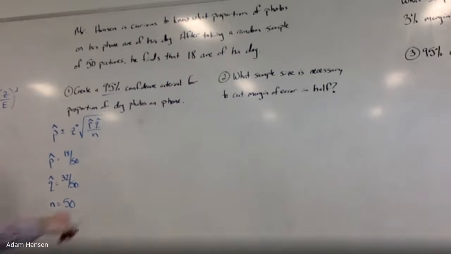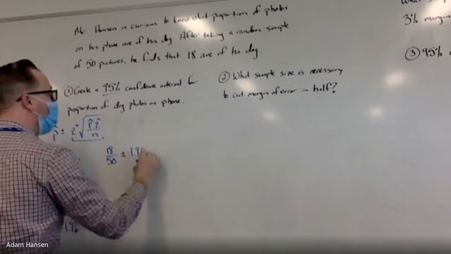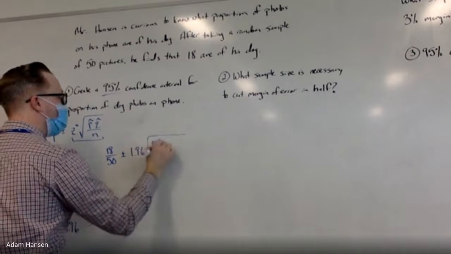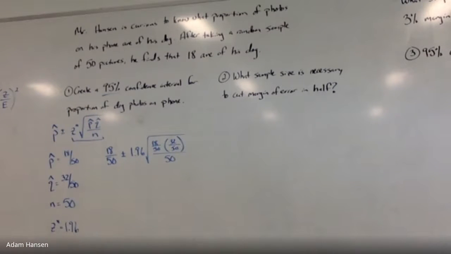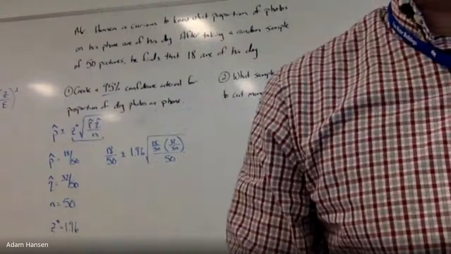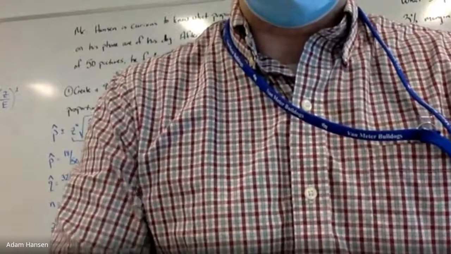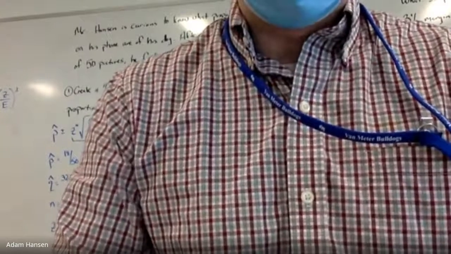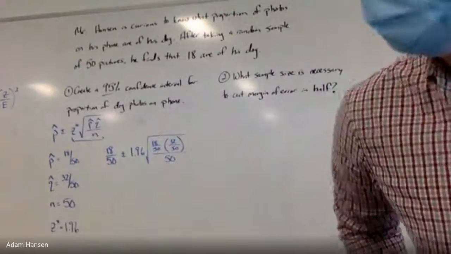All right, let's plug and go. 18 out of 50 for p hat, our sample estimate, sample proportion, plus or minus the margin of error: 1.96 times the standard error, the square root of 18 out of 50 times 32 out of 50, divided by sample size of 50. All right, let's get the margin of error built first. What do I have to take the plus or minus of? 1.96 times the square root of 18 divided by 50 times 32 divided by 50, over 50. That's 0.1330.